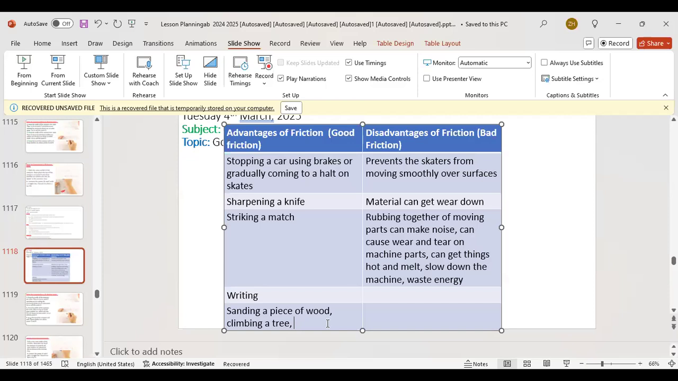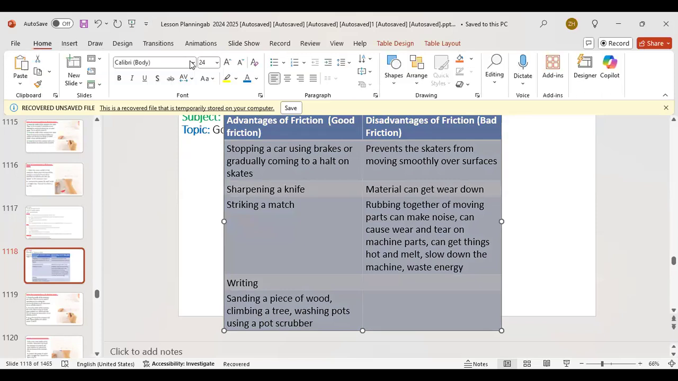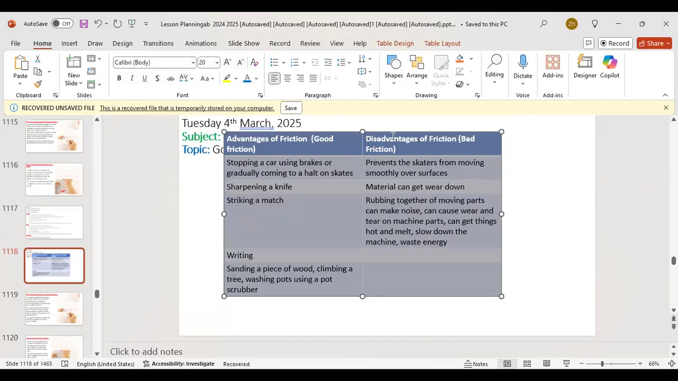Someone mentioned something else about good friction, but I didn't write it down. Was it about the washing? Oh yeah. Pot scrubbing. So washing pots using a pot scrubber is an example of good friction. Okay, so friction has advantages and disadvantages. Don't just think, oh, friction is bad.